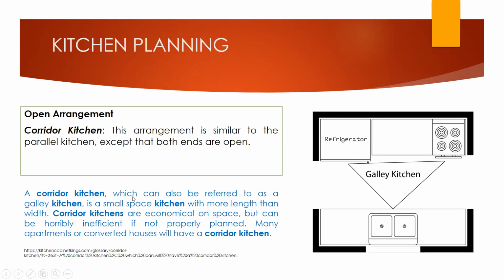A corridor kitchen, which can also be referred to as a galley kitchen, is a small space kitchen with more length than width. Corridor kitchens are economical on space, but can be horribly inefficient if not properly planned. I agree. Many apartments or converted houses will have a corridor kitchen. I saw some houses where they put the bathroom at the end of this kitchen, in small houses, mini houses like trailers. But usually it's a couple living in this area, so I don't see a problem. My problem is if you have a big family and kids and people walk through here all the time, so I don't think it's intelligent.